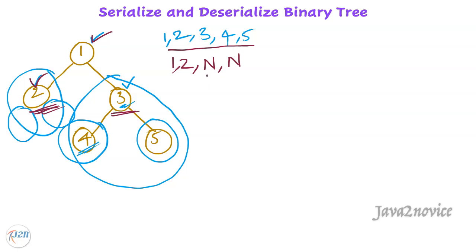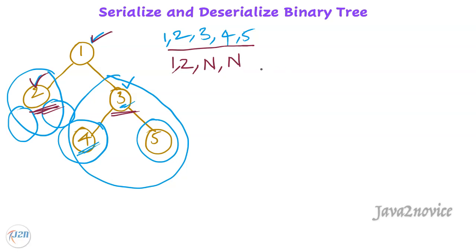Here, the first n represents that node 2 does not have its left child, its reference is null. Similarly, the second n represents that node 2 does not have its right child, its reference is null. Hope you understood this notation. It helps us to construct back the binary tree easily.